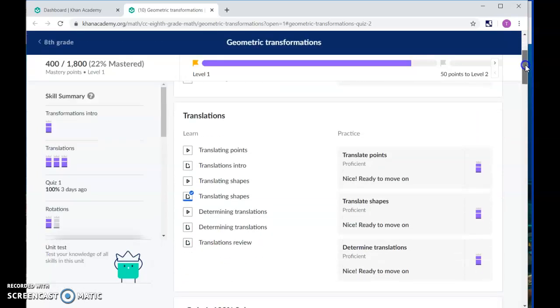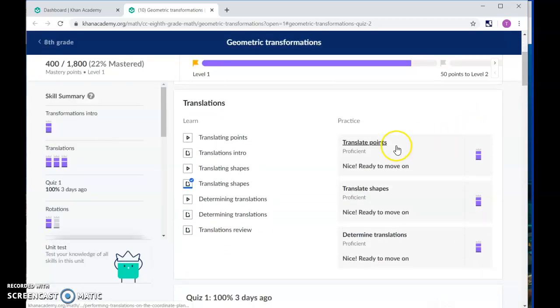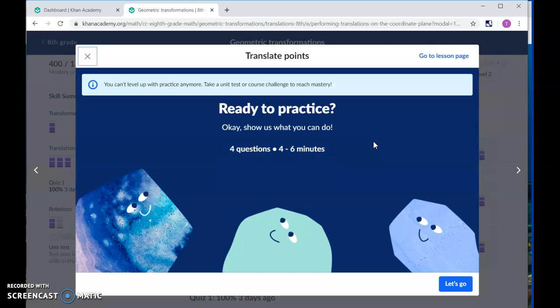Okay, so I'm going to do these 3 here, just a couple of practice problems to show you guys. Okay, so ready to practice.